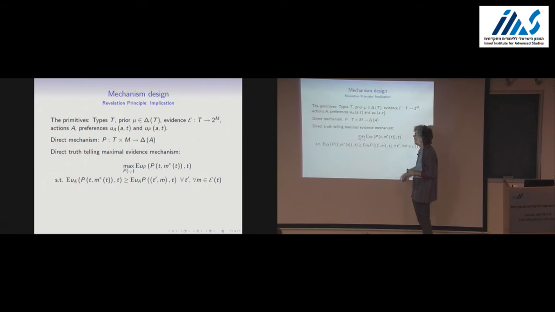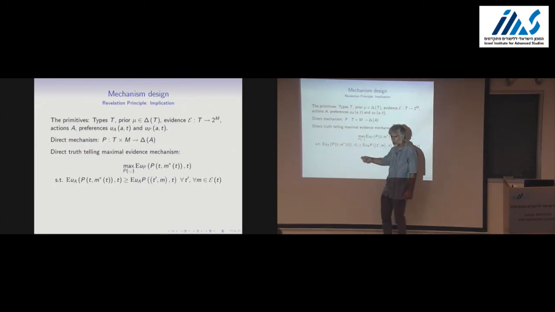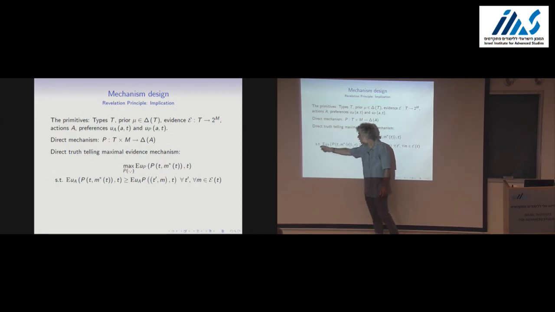What are the constraints? There's the usual truth-telling constraint, and in addition the evidence presented has to be incentive compatible. So what does the agent get if he tells the truth and sends the maximal evidence? He gets the expectation over the principal's actions. He's type T. He's reporting the truth. He's sending the maximal evidence of his true type. The principal is choosing according to this. We take the expectation over his utility from that action distribution, given his true type.